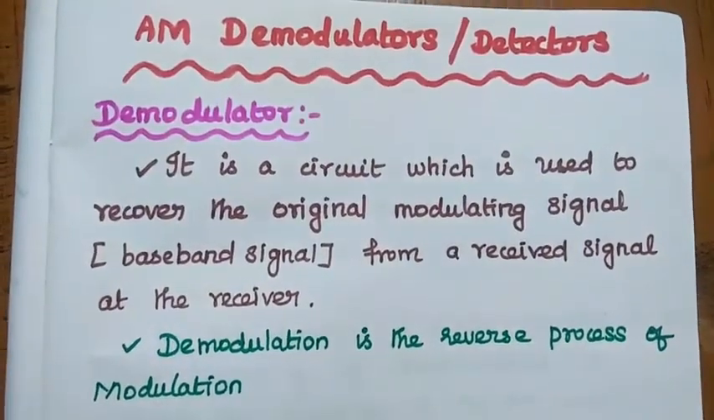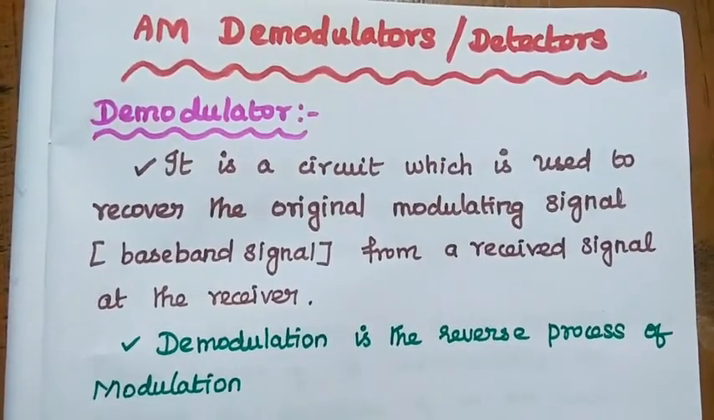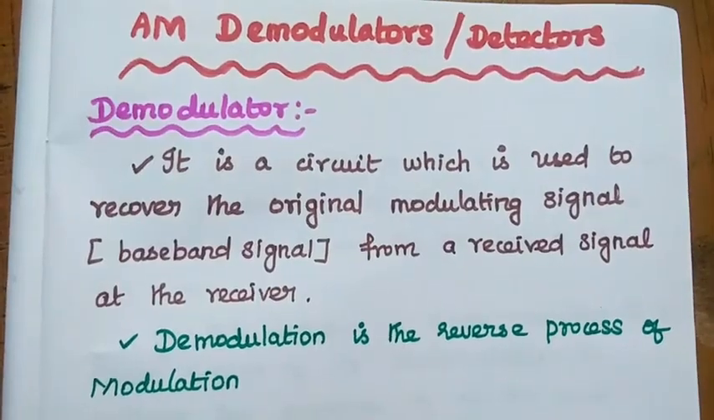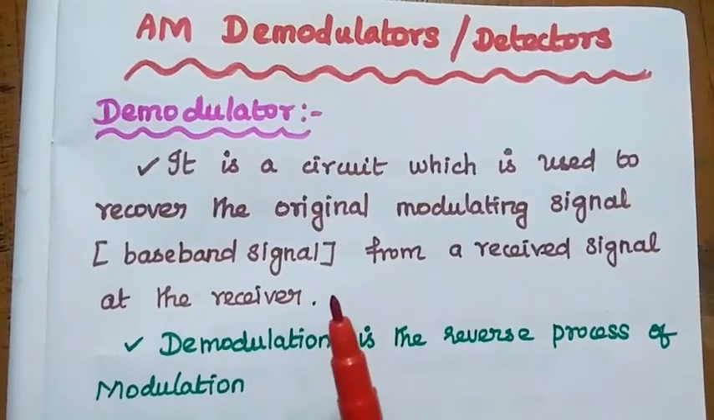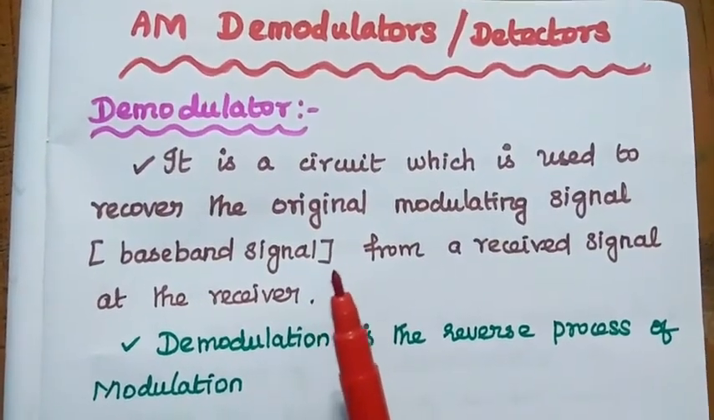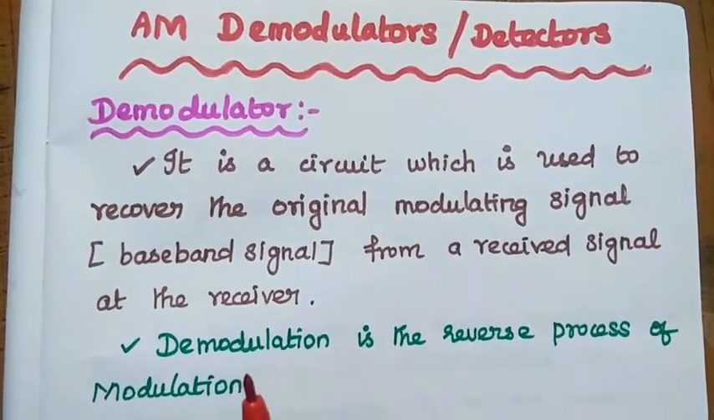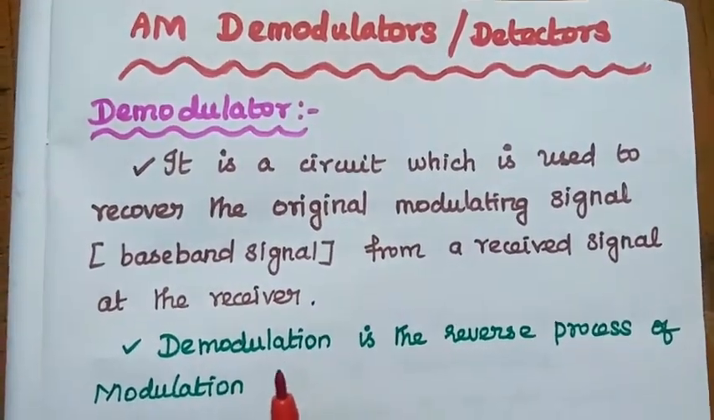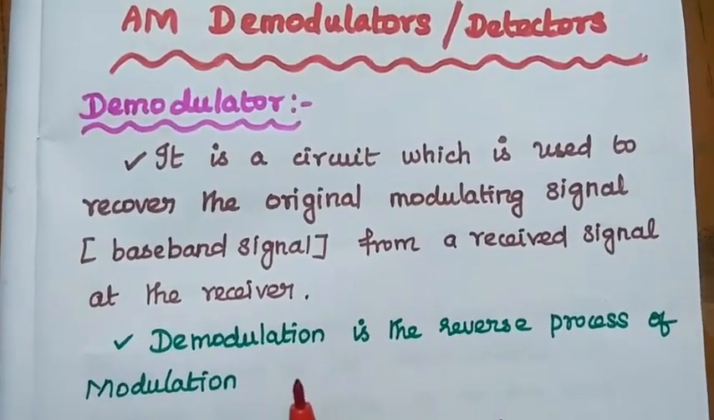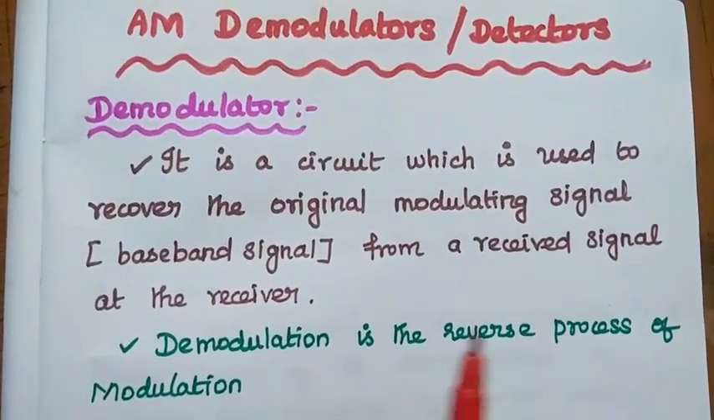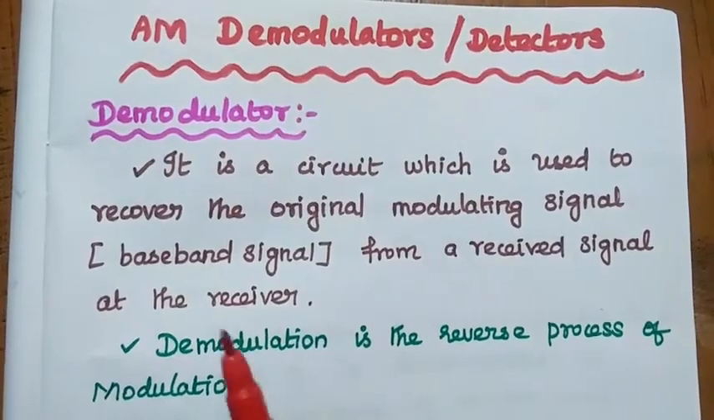A demodulator is a circuit which is used to recover the original modulating signal from a received signal at the receiver side. So at the receiver side, we want to recover the original message signal to be transmitted. For that we are using the process called demodulation. It is the process of extracting the original message signal from the received signal. It is the reverse process of the modulation at the transmitter side.